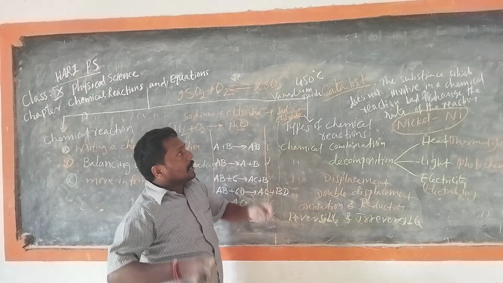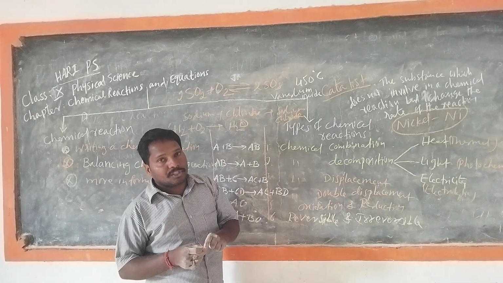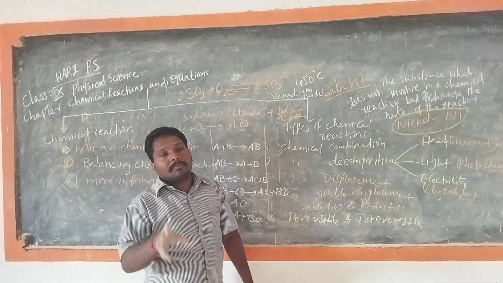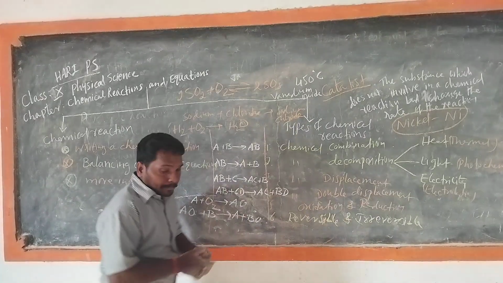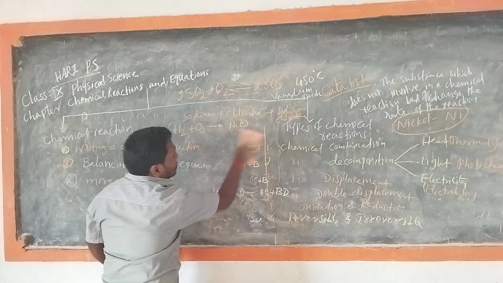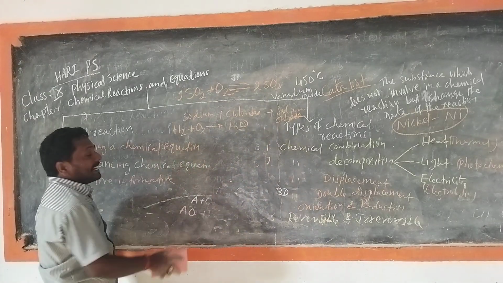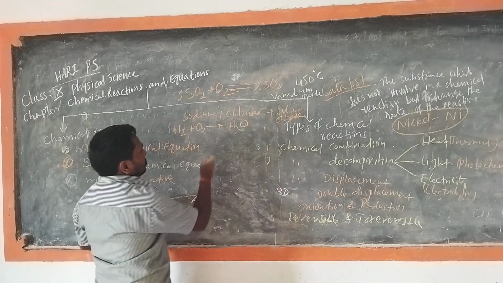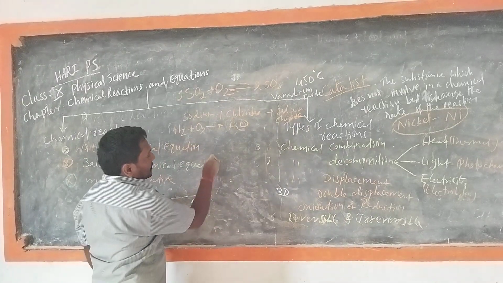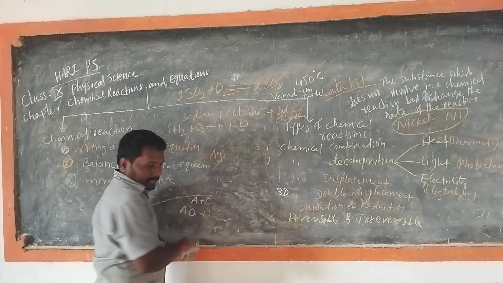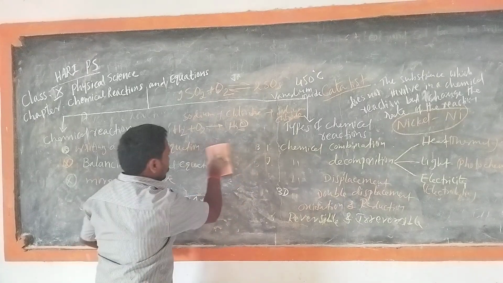So sometimes, while writing a chemical equation for the reaction, we should represent the conditions. So this is an example. So this is an overview of the lesson.